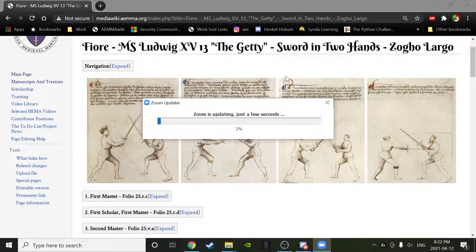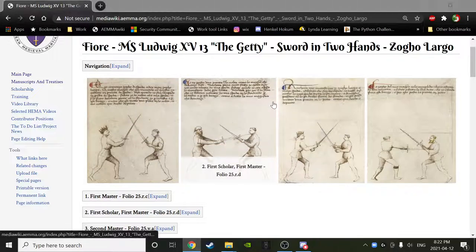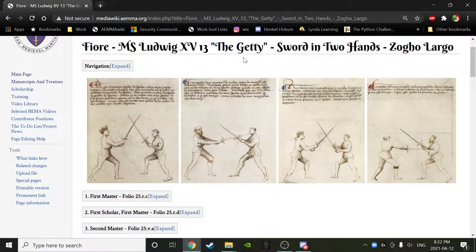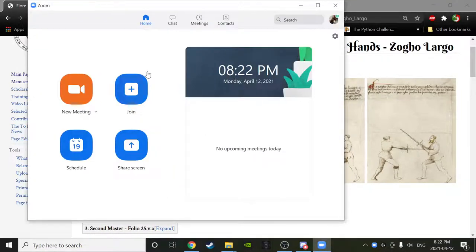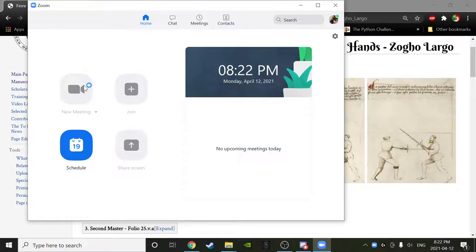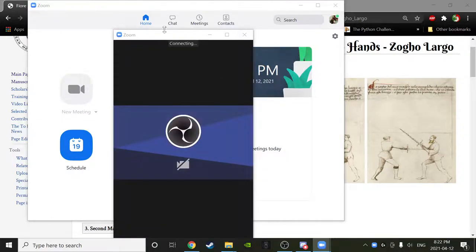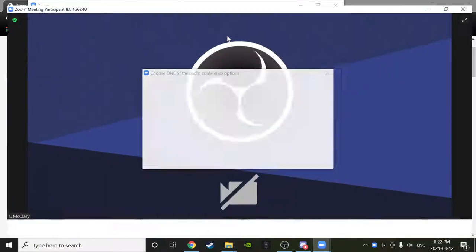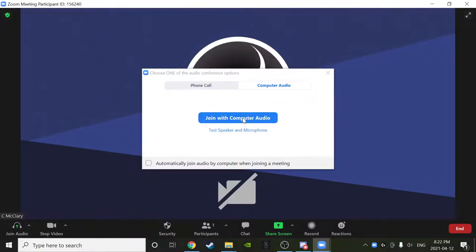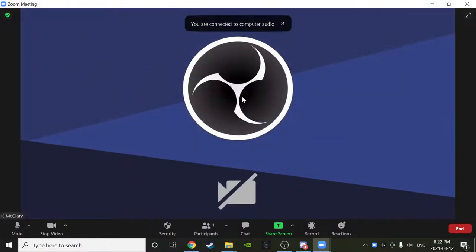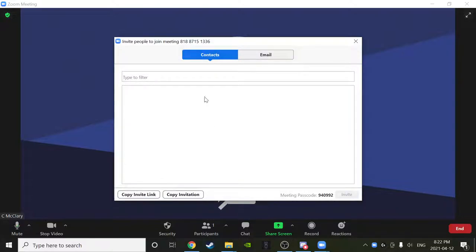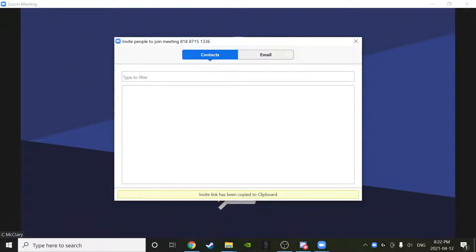Okay. I'm going to give everyone a Zoom link. I'm going to try Zoom. We have a professional account, right? So it's not going to time out after 45 minutes? No. Okay, new meeting. Join with computer audio. And how do I invite people to this thing? Participants, invite. Okay, all right, sweet.